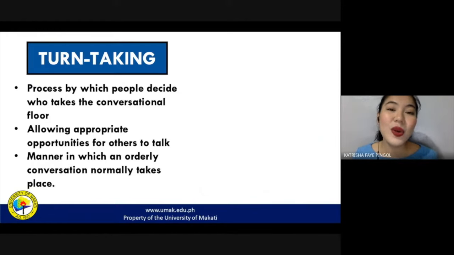Turn taking is also described as the manner in which an orderly conversation normally takes place. Whenever we talk or communicate with someone, it's not just us talking. Other people, of course, would have their turns to speak or to respond. Their response to you is already a form of turn taking. That's why it's an essential communicative strategy.